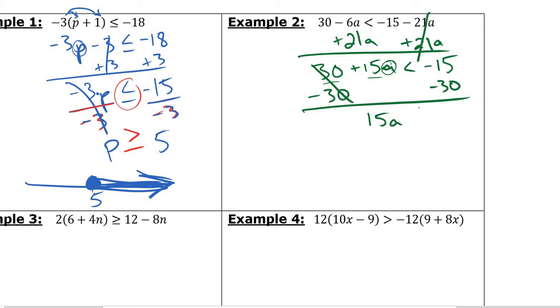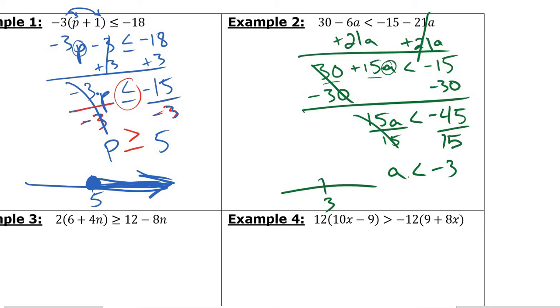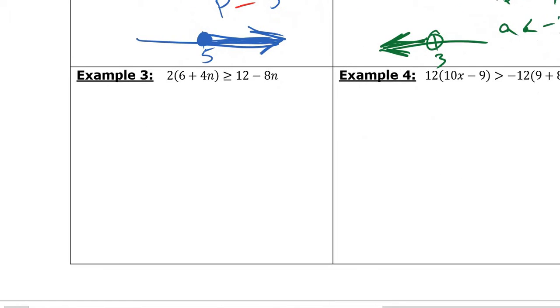15a is less than, because we only subtracted, we didn't divide or multiply by a negative. Negative 15 plus negative 30, or minus 30, gives us negative 45. Last step, we've got to get the a on its own. We're going to divide to get rid of the 15. Divide. 15's gone. A is less than negative 3. Once again, we draw a simple number line. Negative 3. It's an open circle, and a is less than. The small side is touching the a, so we're going to do everything to the left. All right, number 3.